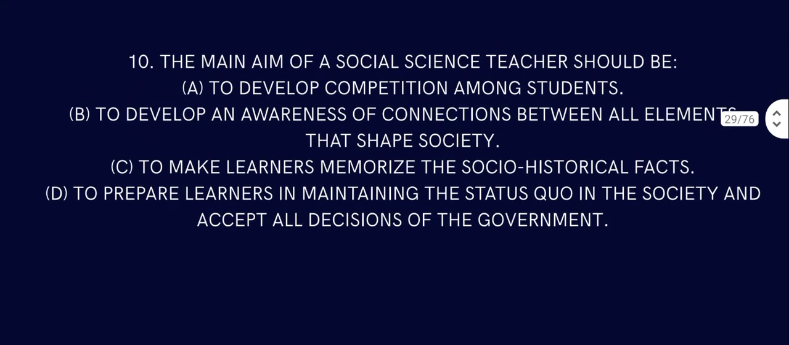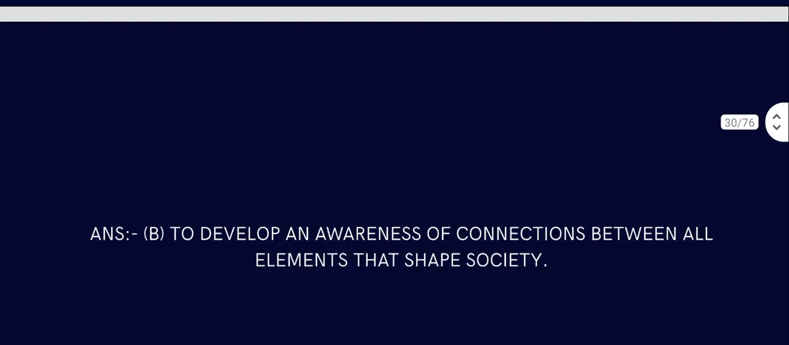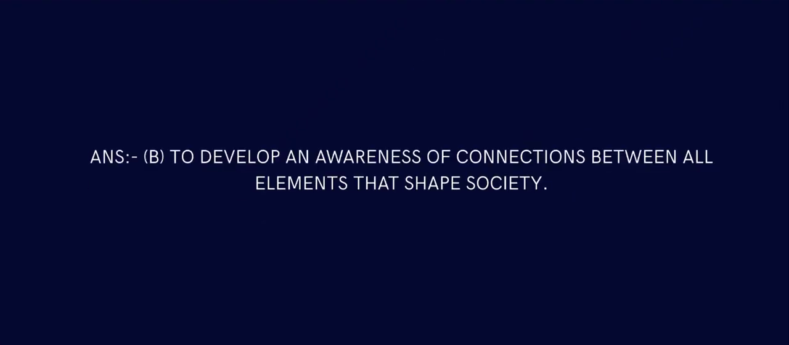Question number 10. The main aim of a social science teacher should be to develop competition among students. No, that is completely wrong. To develop an awareness of connection between all elements that shape society, that is the correct answer. To make learners memorize, no, we are not going to memorize, that is totally wrong. To prepare learners in maintaining the status quo, no, that is totally wrong. So the answer is only B, to develop an awareness of connection between all elements that shape society.